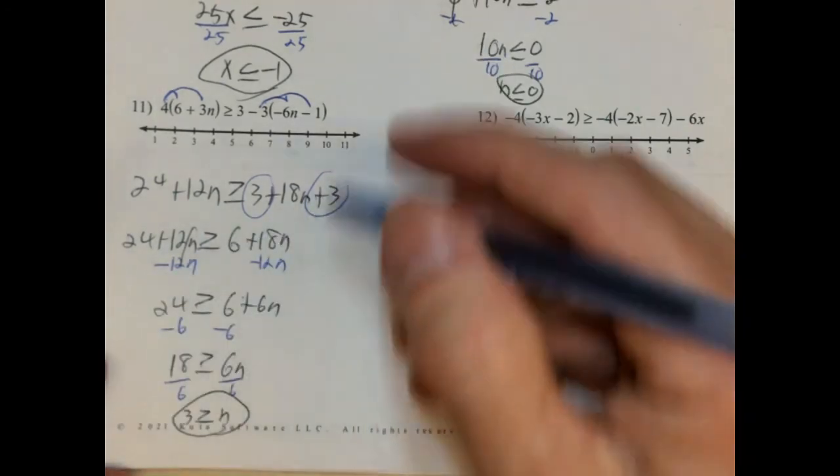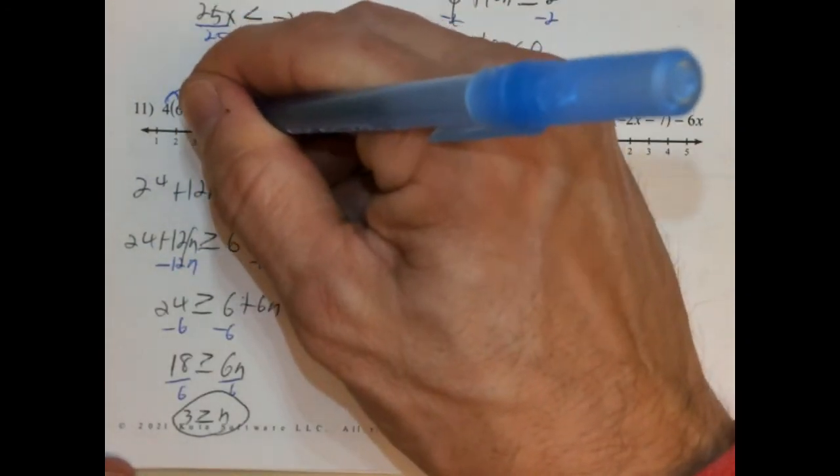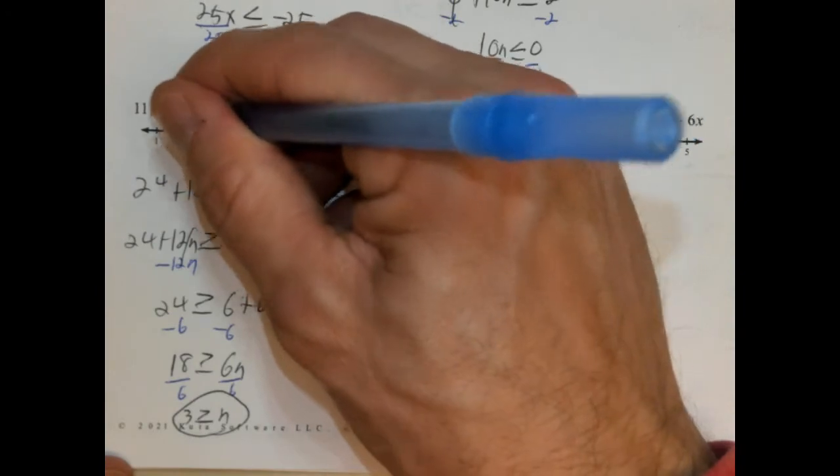Okay, so above 3 we're going to have a filled-in circle. And 3 is greater than or equal to n, so it means n is less than or equal to 3, so we're going that way.